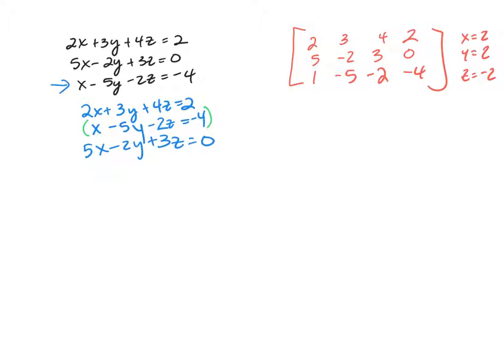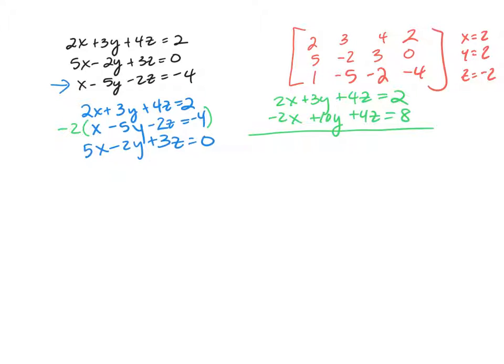I'm going to multiply this guy by negative 2. Everybody see what I'm doing? And now I'm going to have the first equation, 2x plus 3y plus 4z equals 2. And then negative 2x plus 10y plus 4z equals 8. And when I add those together, the x's bite the dust as I expected, and 13y plus 8z equals 10. That's your first equation. Now I have to take equations 2 and 3 and eliminate the x's also.